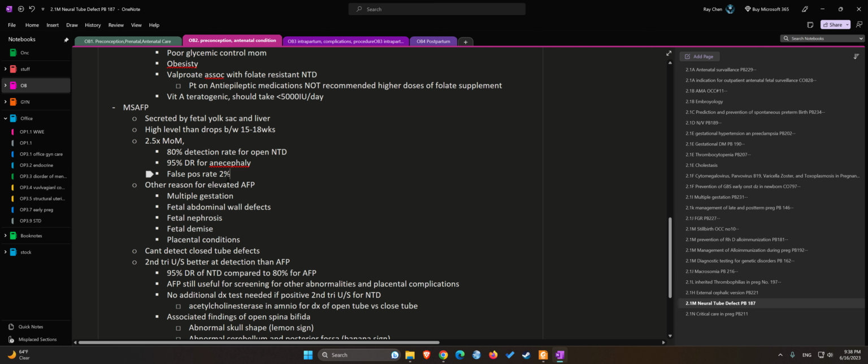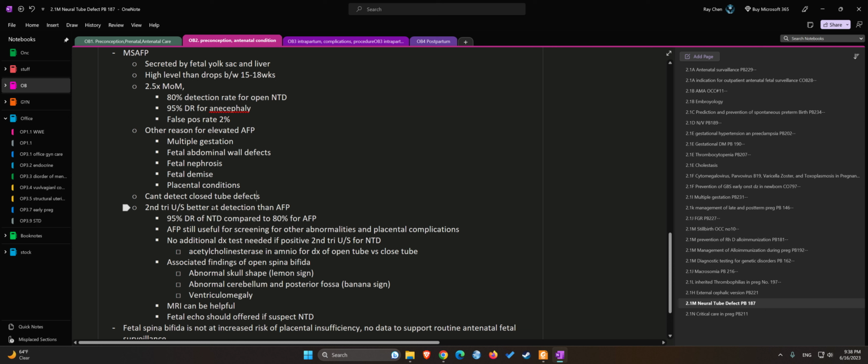Other reasons for elevated AFP: multiple gestation, fetal abdominal wall defects, fetal nephrosis, fetal demise, placental conditions. It cannot detect any closed neural tube defects.